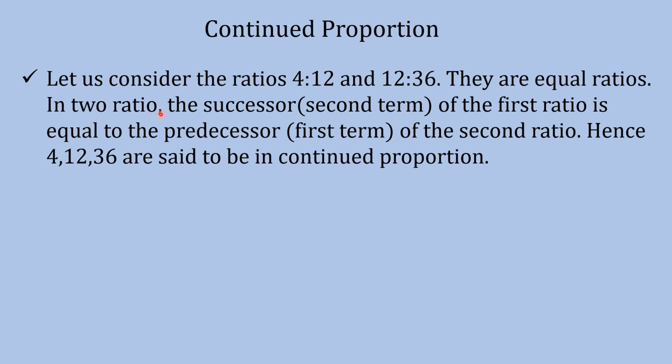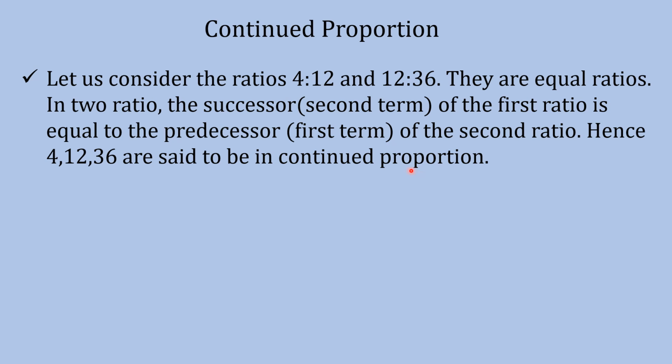In these two ratios, the successor, that is the second term of the first ratio, is equal to the predecessor, that is the first term of the second ratio. Can you see? 12, the second term of the first ratio, and the first term of the second ratio are equal. So hence you can say that 4, 12, 36 are said to be in continued proportion.